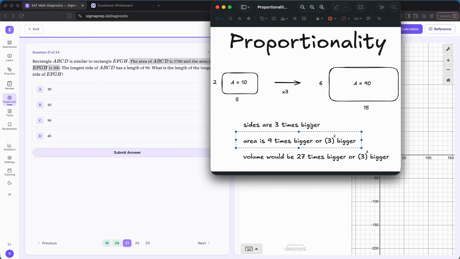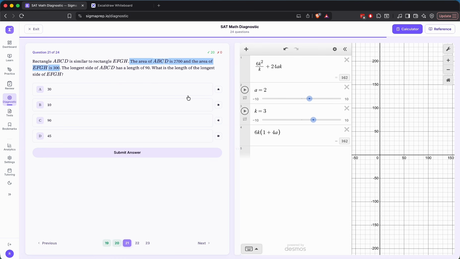Why is that? Well, area is units squared, right? So the proportionality gets squared. If it was volume, you might see one with volume, it's units cubed. It could be 3 times bigger cubed, so it'd be like 27 times bigger in this case if we're talking about volume. But basically you got to know area is 9 times bigger, so the sides are 3 times bigger, right?